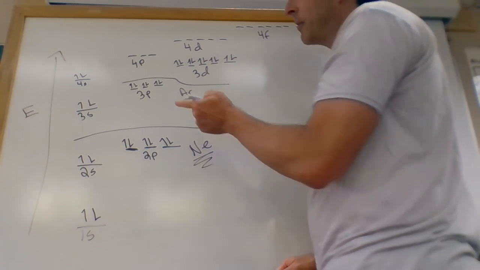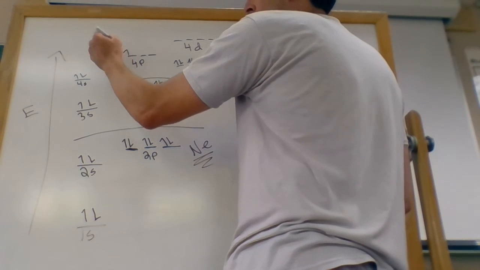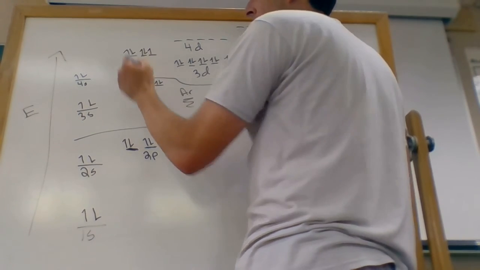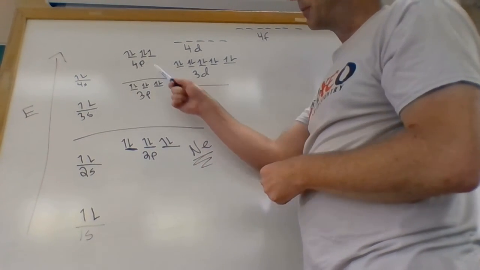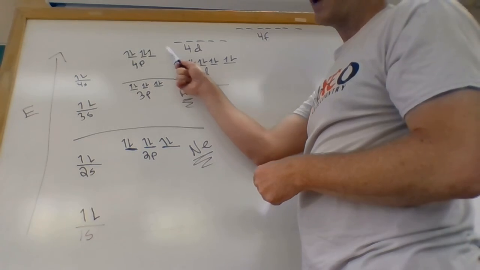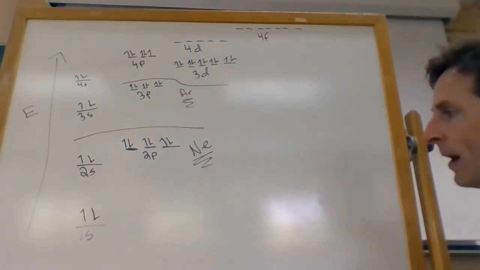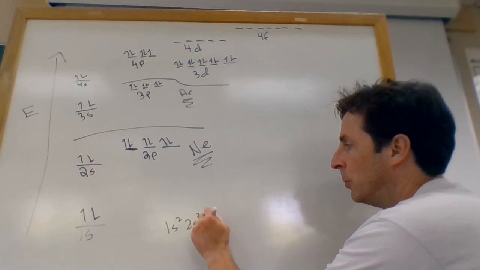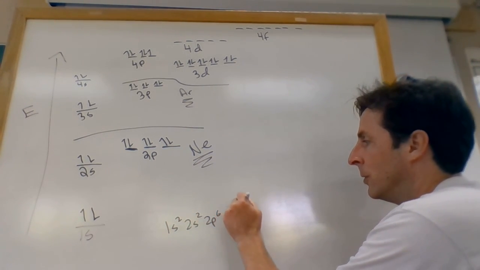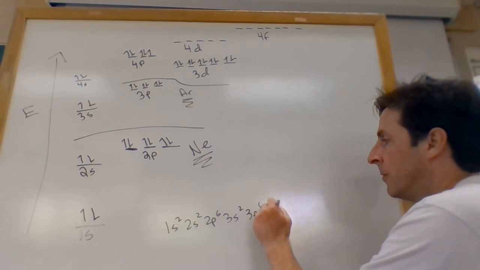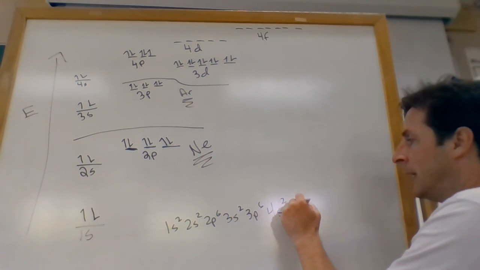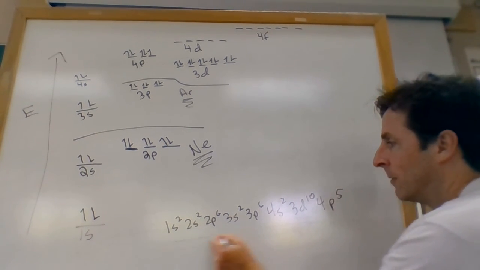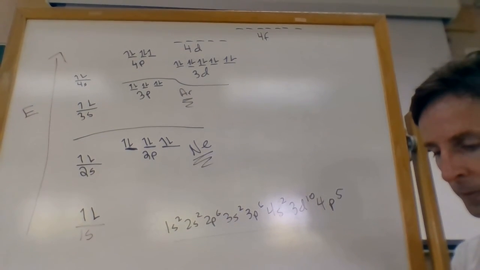Bromine's number 35, so I'm going to go to the 4 P's. 31, 32, 33, 34, 35. So essentially bromine has the 4P with 5 electrons in it. So if I write my configuration, that's going to be 1s2, 2s2, 2p6, 3s2, 3p6, 4s2, 3d10, 4p5. That's the configuration of bromine that I would want to write out.